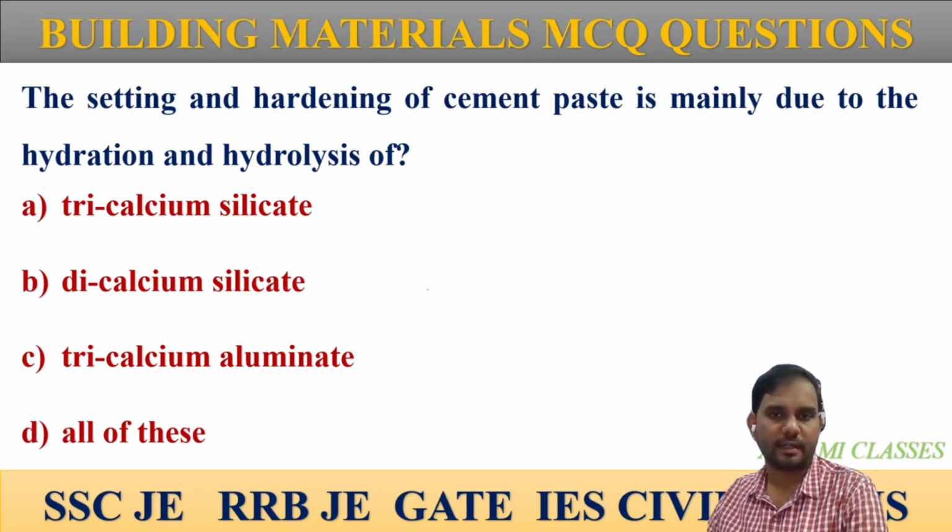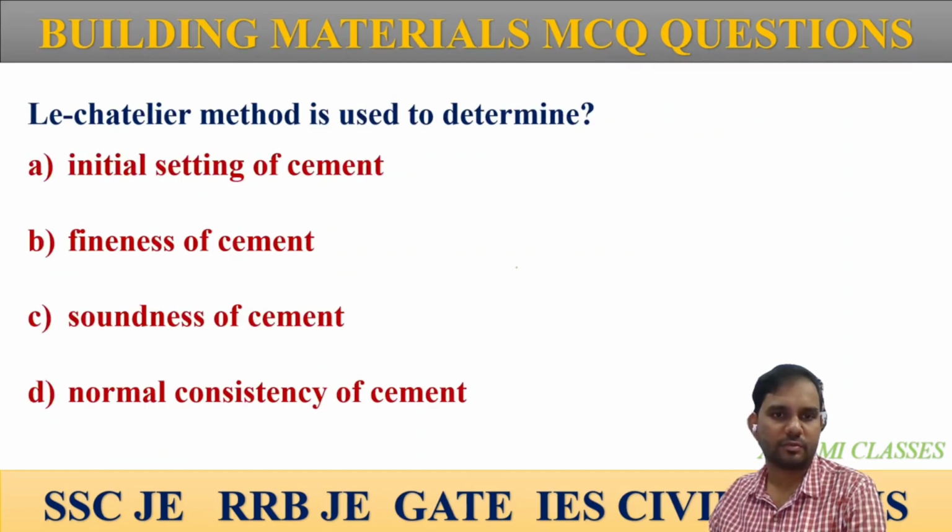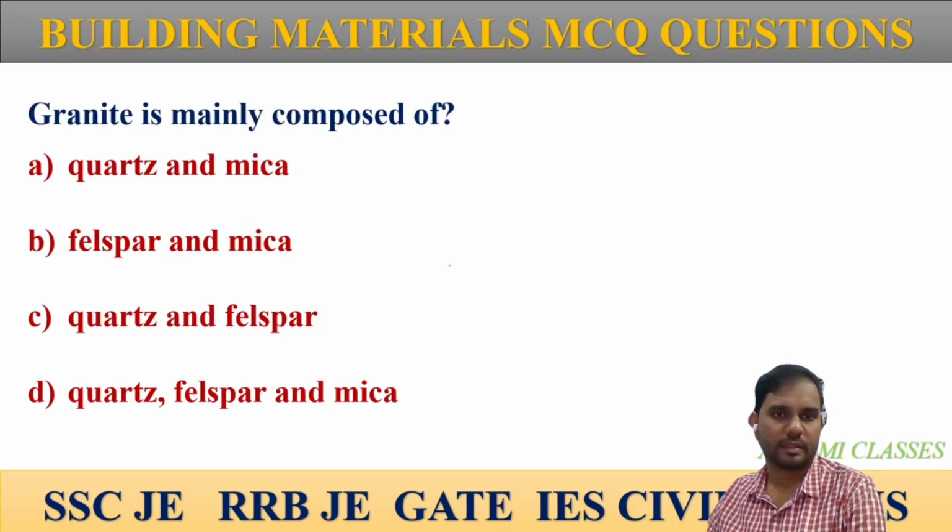The setting and hardening of cement paste is mainly due to hydration and hydrolysis of tricalcium silicate, dicalcium silicate, tricalcium aluminate, all of these. Le Chatelier method is used to determine soundness of cement. Granite is mainly composed of quartz, feldspar and mica.